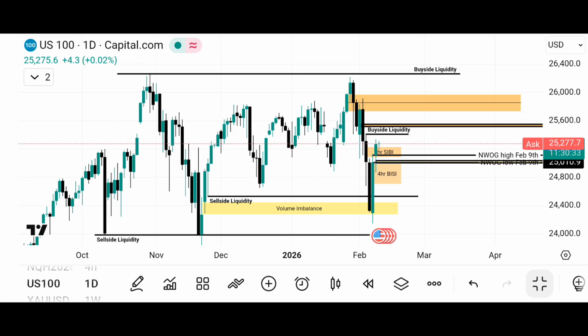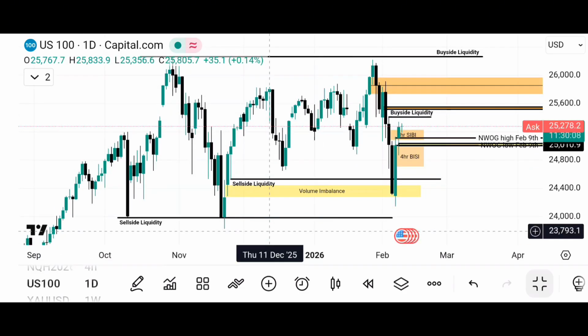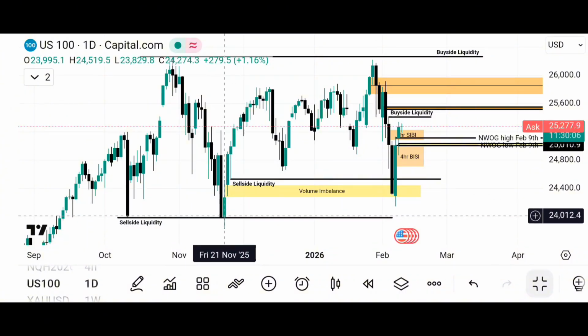Hello everyone, welcome to today's backtest session, and today's backtest is going to be on US100. Some people do use Nasdaq 100. Okay, the same thing.